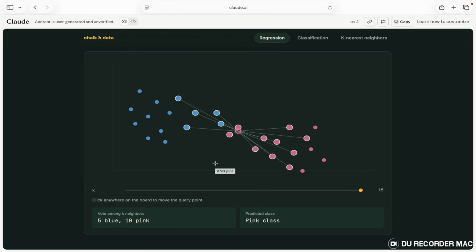Imagine you have 10 points. Easy. 100 points. Still okay. If we have 10,000 points, suppose we have a million points. Now imagine checking a huge number of points every time a new prediction arrives. That can become expensive and slow. So KNN is simple, but it doesn't always scale nicely to massive data sets.